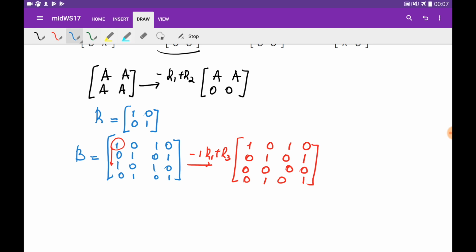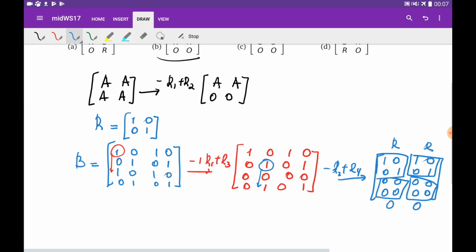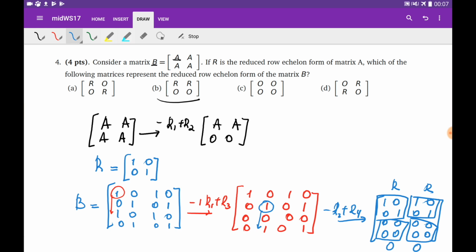Now we need to go to the second row, choose the pivot and eliminate all the entries below it. If we multiply the second row by -1 and add this to the fourth one, what we're going to obtain is 1 0 1 0, 0 1 0 1, 0 0 0 0, 0 0 0 0. So we obtain a block matrix where I've got the reduced row echelon form here, the reduced row echelon form here, a 0 matrix, and a 0 matrix here. So the right option here is option B.